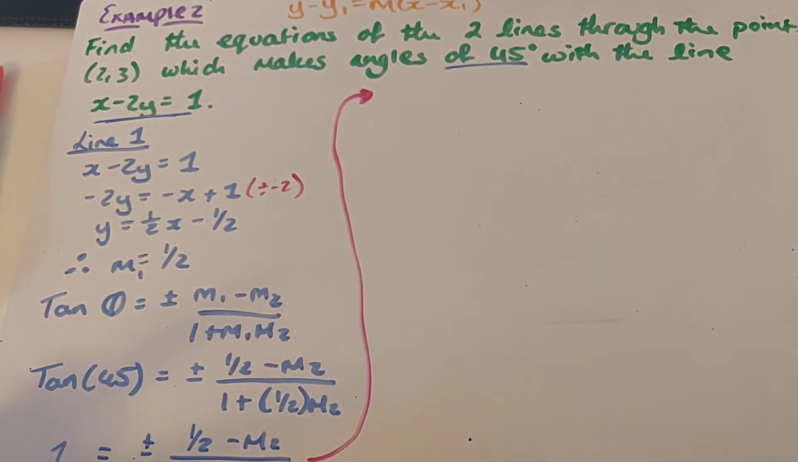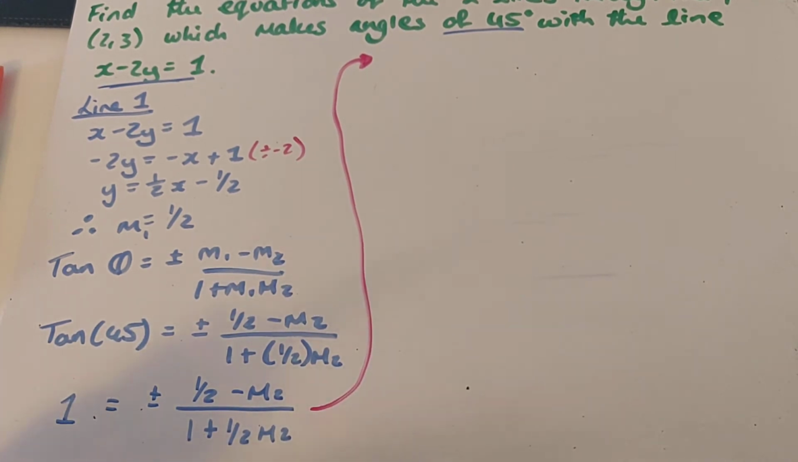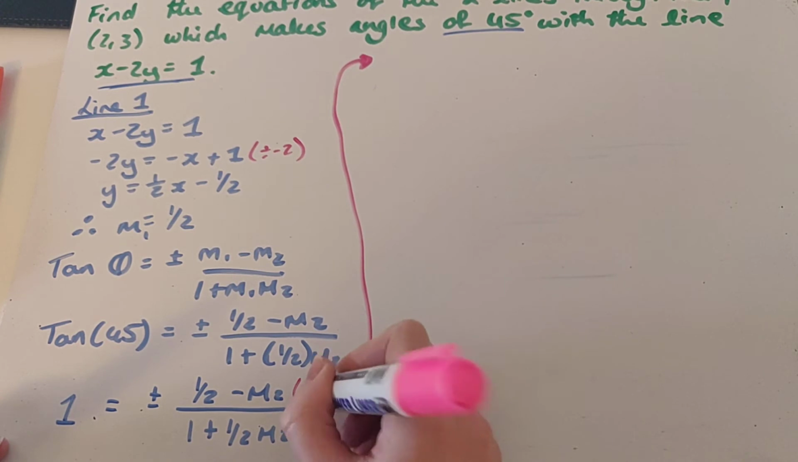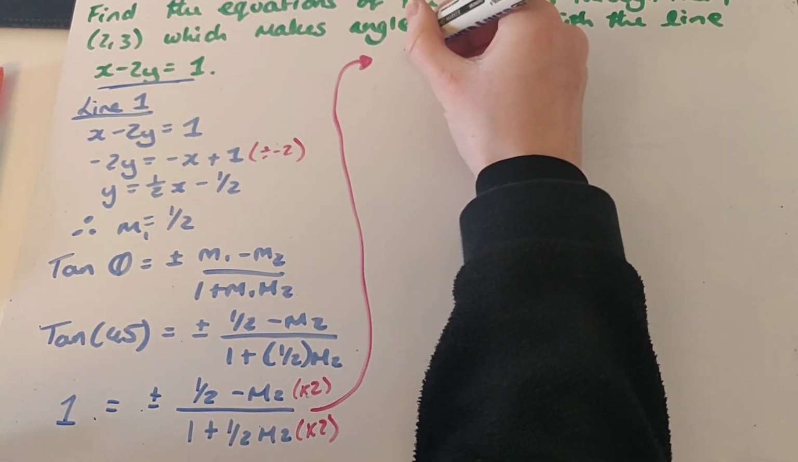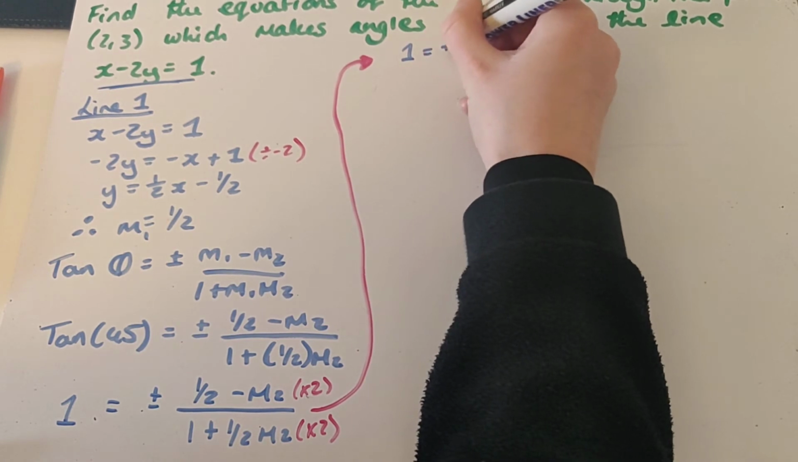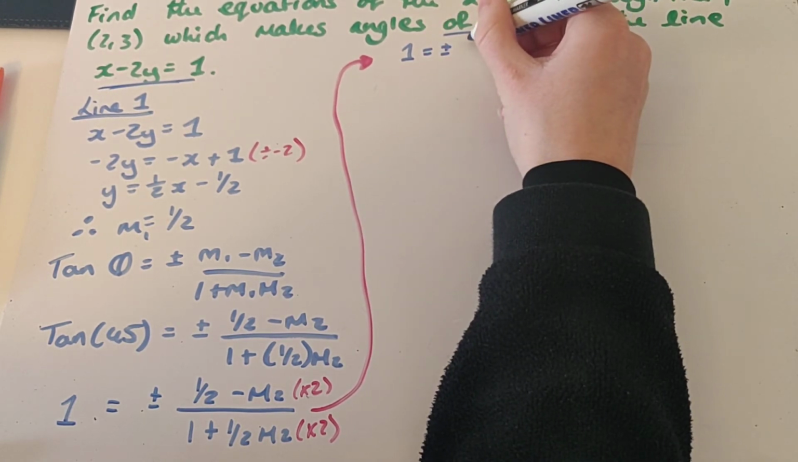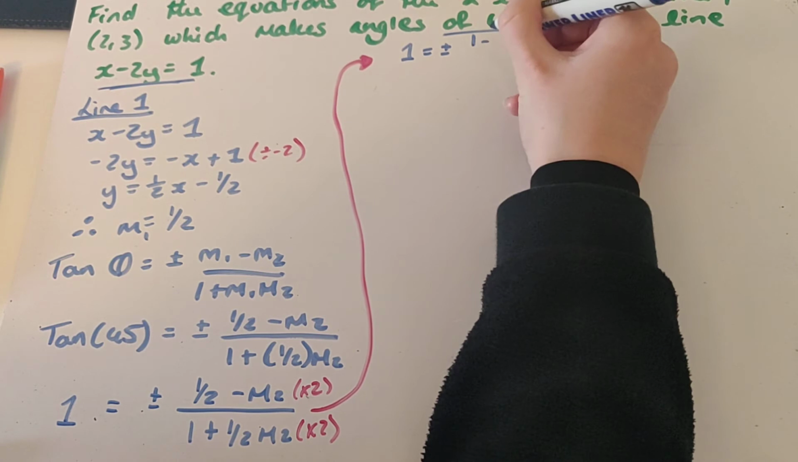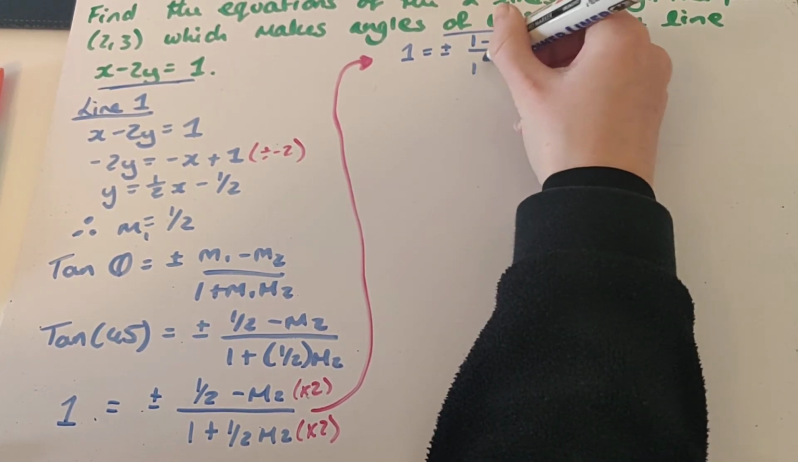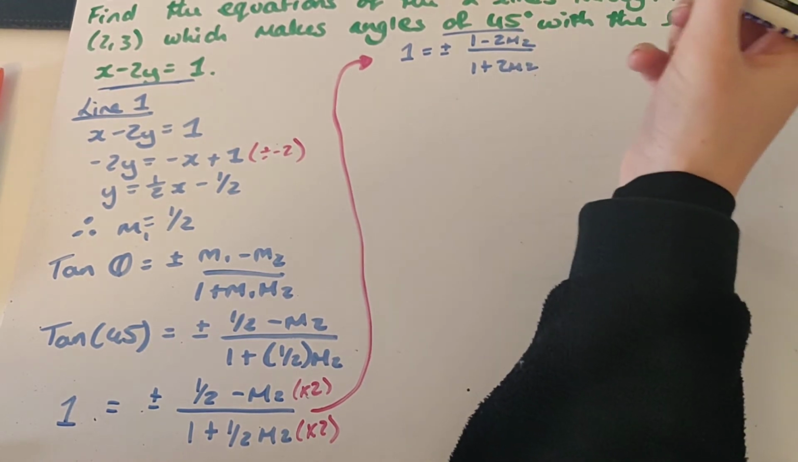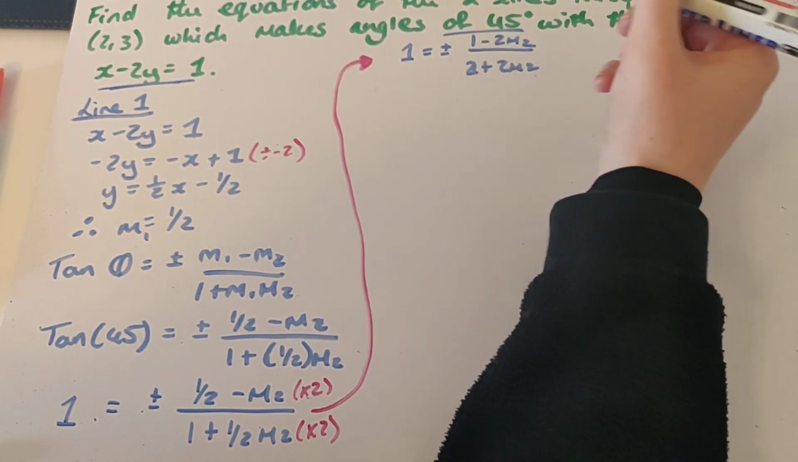Okay, so I'm just going to move up here. Sorry, you can't see the end of the board. And I'm going to multiply the top and the bottom of my fraction by 2. I don't have to multiply the other side because all I'm doing is finding an equivalent fraction, which now gives me that 1 is equal to plus or minus 1 minus 2m2 all over 1 plus 2m2. Or sorry, 2 plus 2m2.